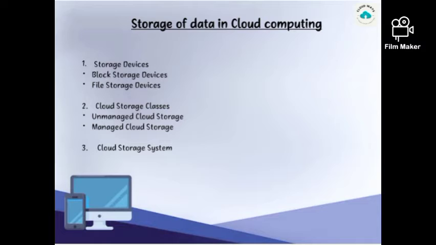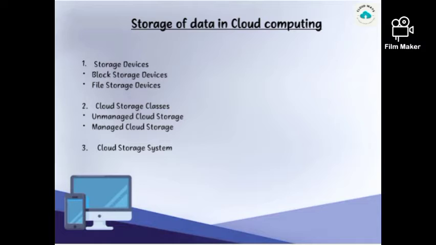Block storage devices. The block storage devices offer raw storage to the clients. This raw storage is partitioned to create volumes. File storage devices. The file storage devices offer storage to clients in the form of files, maintaining its own file system. This storage is in the form of network attached storage (NAS).